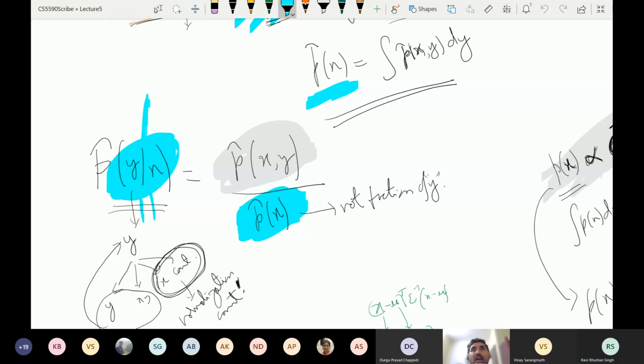So after observing that the x random variable has taken small x value, now your question is what is the distribution of y? That's what the y given x distribution answers. Is this clear?